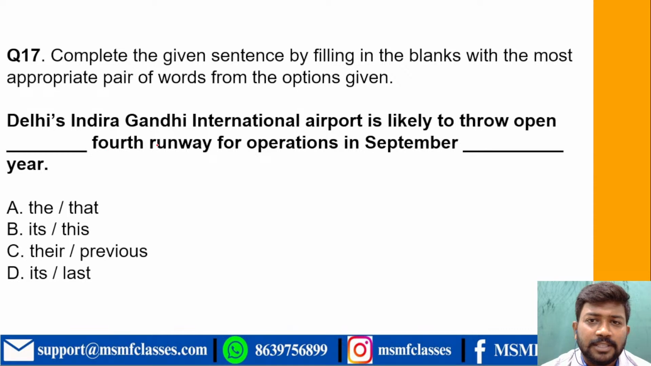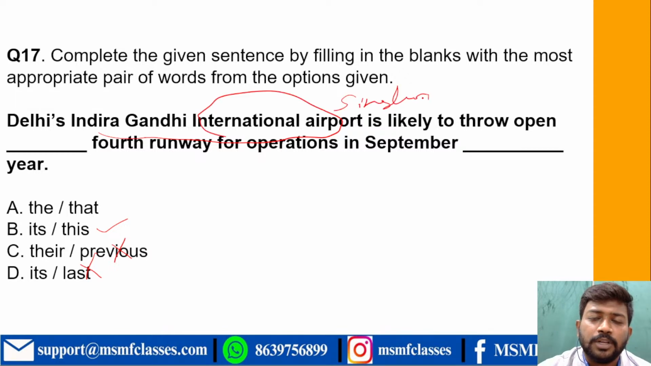Now let me check. Indira Gandhi International Airport is likely to throw open the fourth runway for its operations in September. Of course they are speaking about the present. It could be this year. Previous year we cannot choose because they are speaking about the future plan. In the same way, last also we cannot use. So we have only one option, its. Why do we use "its" and why can't we use "their"? Always remember that they are speaking about Indira Gandhi International Airport. It is singular, and for singular we don't use "they", we use only "it". So it becomes the correct answer.